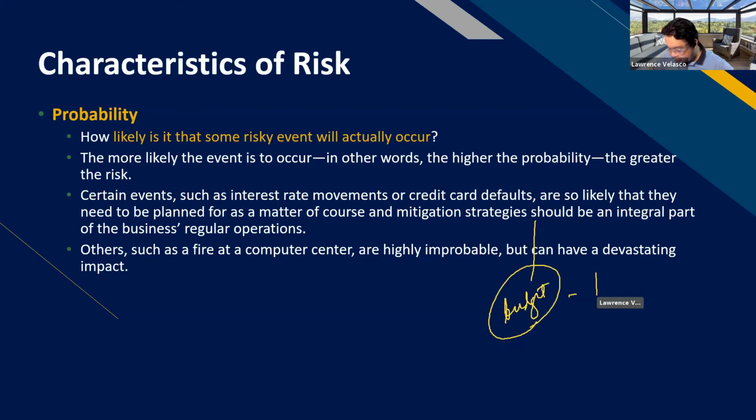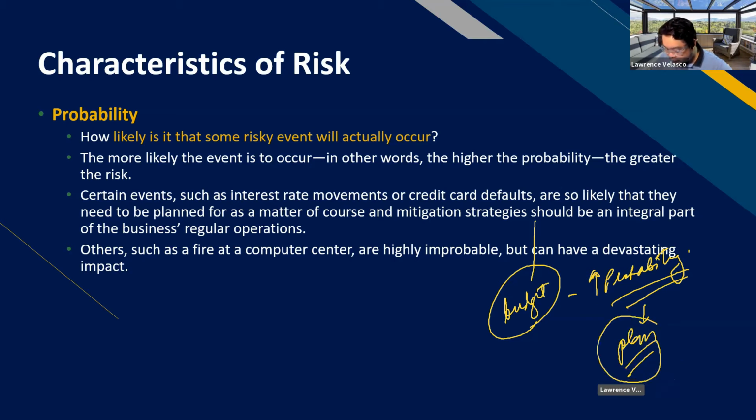Because if its probability is high, you don't wait for it to happen before you act. There is already a plan in place because the probability is high, and usually the cost of that plan is included already in your strategic budget or operational budget. Now, the higher the probability, then the more risky it is. Definitely, because it happens more.